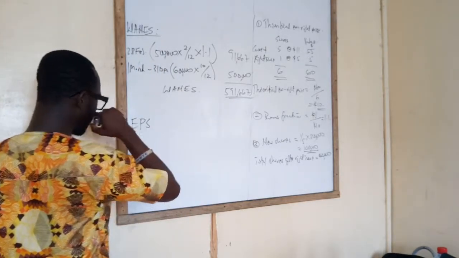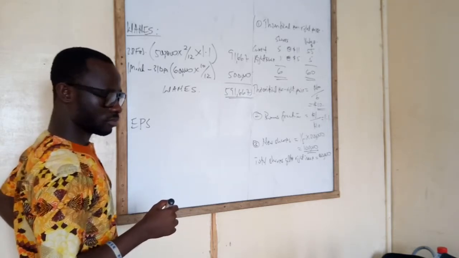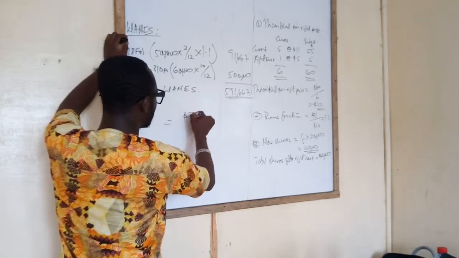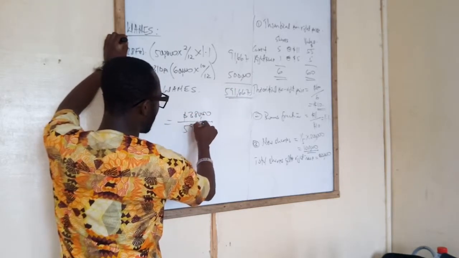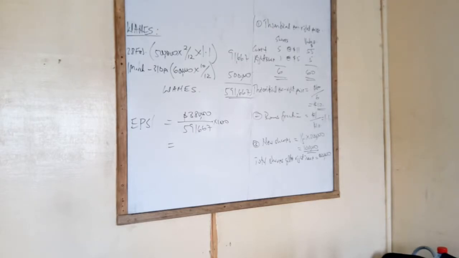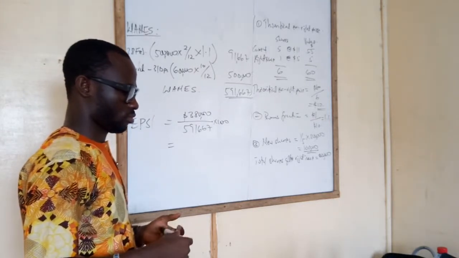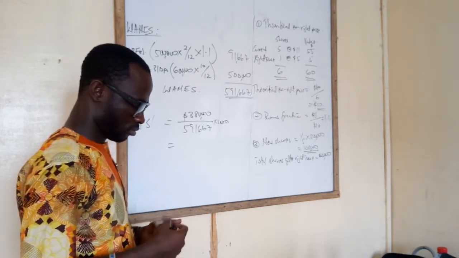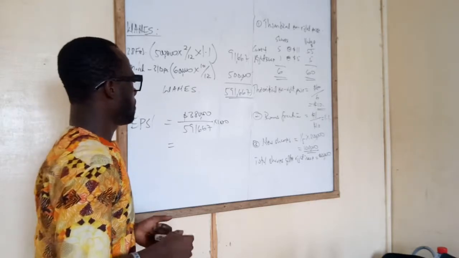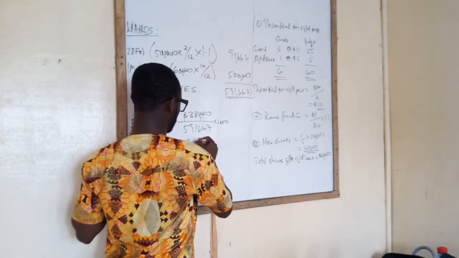So now let's calculate earnings per share. What years were given to us for the profit? What profits were given? 38. Okay, so 38,000 divided by 591,667 times 100. What do we have? 6.42. So 6.4 cents.